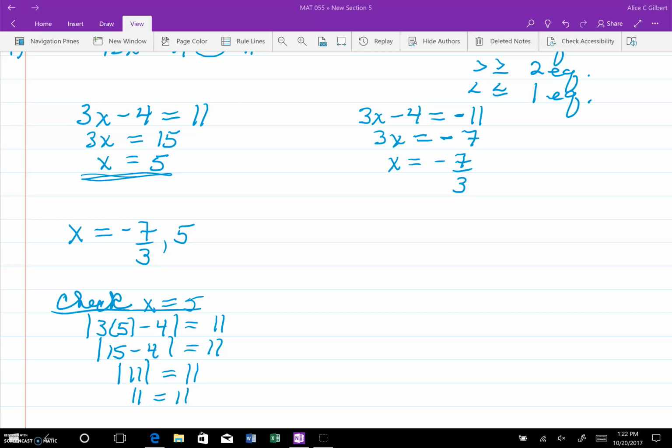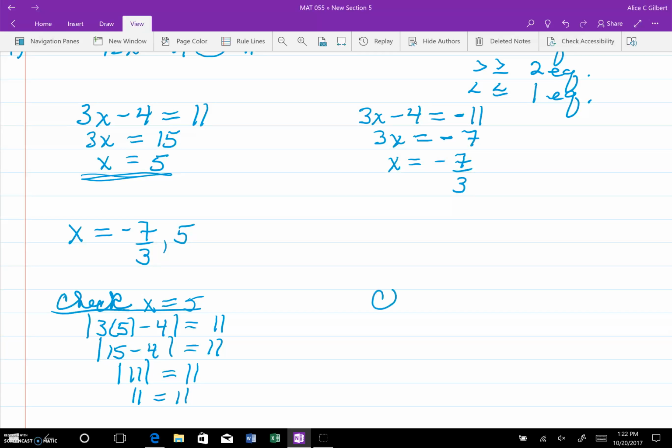Let's check the other one, x equals negative 7/3. Okay, so again, need to put it into the original equation.